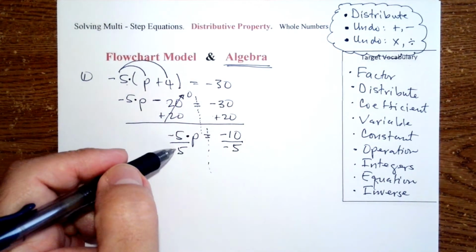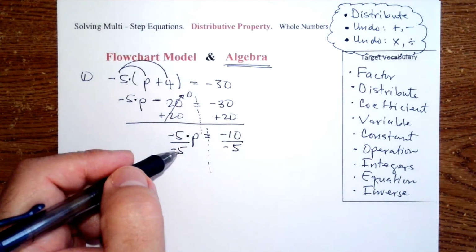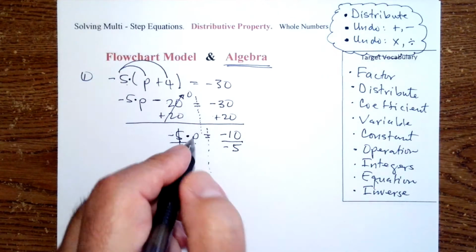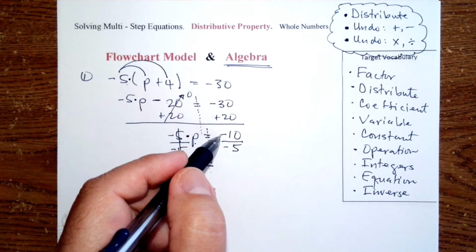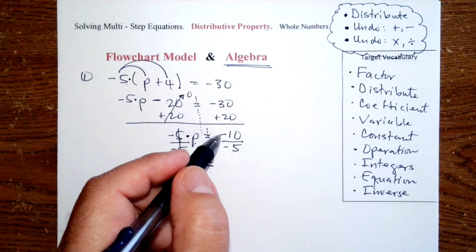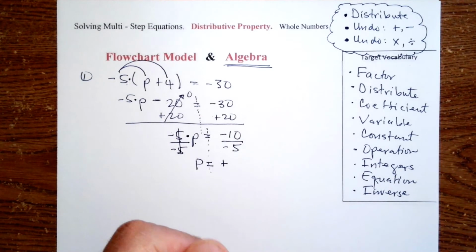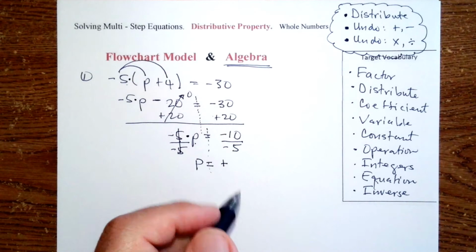A negative 5 divided by itself. Anything divided by itself is always 1. 1 what? P. Ready? A negative divided by negative is a positive. How many 5s go into 10? 2.